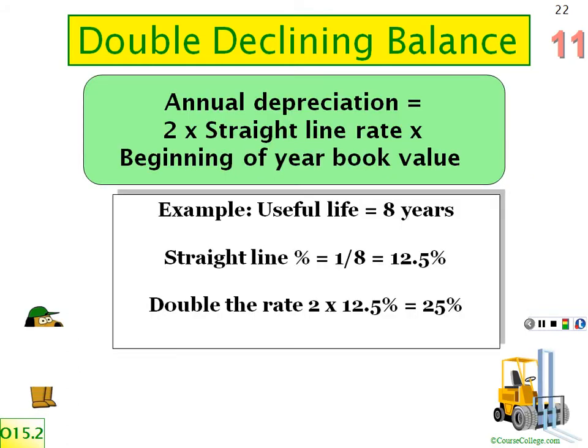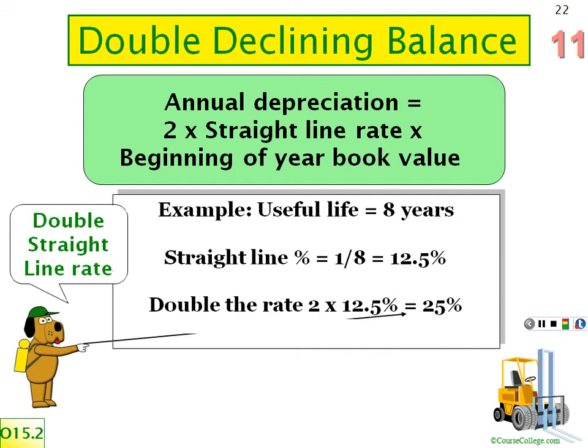So we see that done here. Useful life is 8. 1 over 8 gives us the percentage that we're after, meaning every year some part of the total depreciable amount should get depreciated, right? In a straight line scenario, 1/8 should get depreciated every year. So the straight line rate is 12.5.